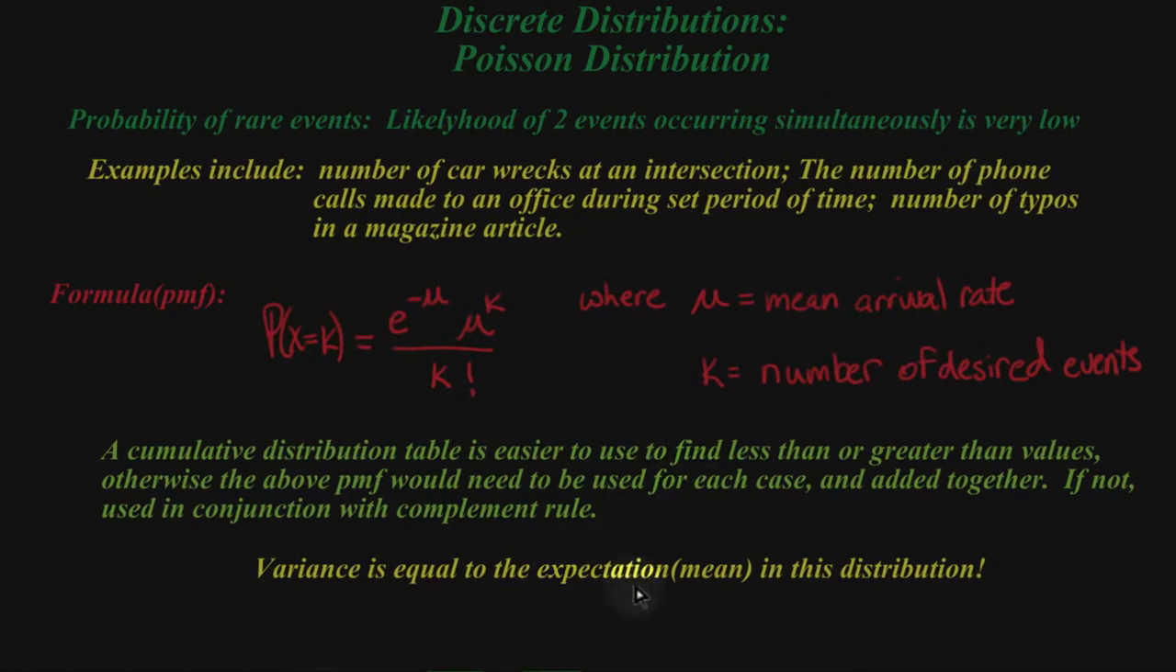Variance is equal to the mean, to mu, in this distribution. It's kind of weird, but they're the same thing. If you were to look at the distribution, it would be very much centered in the middle and not much width.